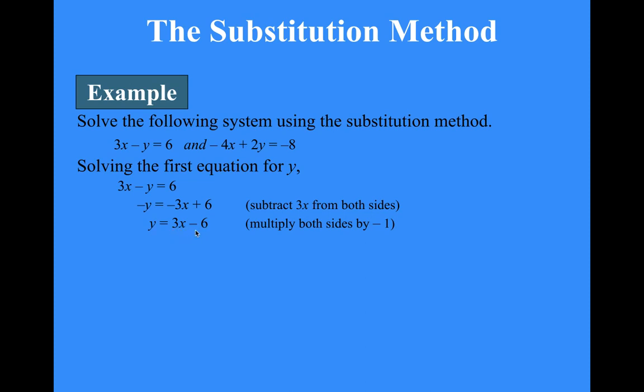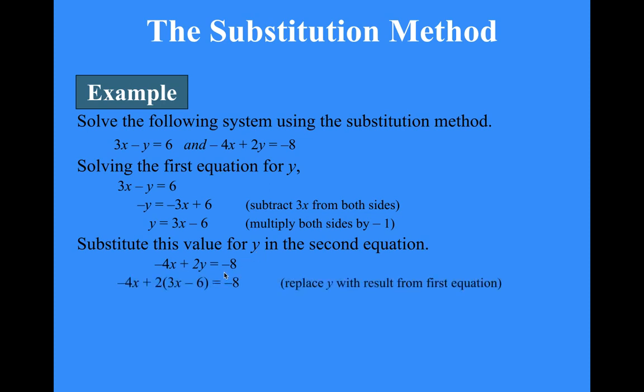So if y is the same thing as 3x minus 6, I'm actually going to take out this y, and I'm going to plug in 3x minus 6. Okay? So again, we're going to substitute this value of 3x minus 6 for y in the second equation. Here's what it looks like. Here's what happens when we substitute it in.